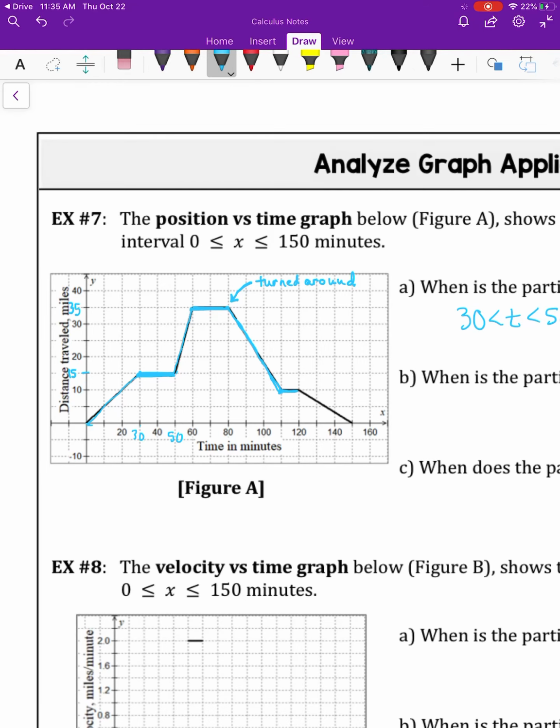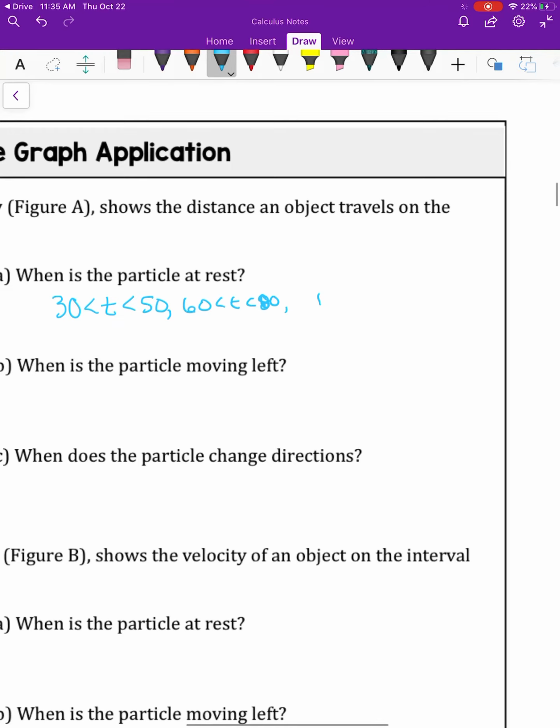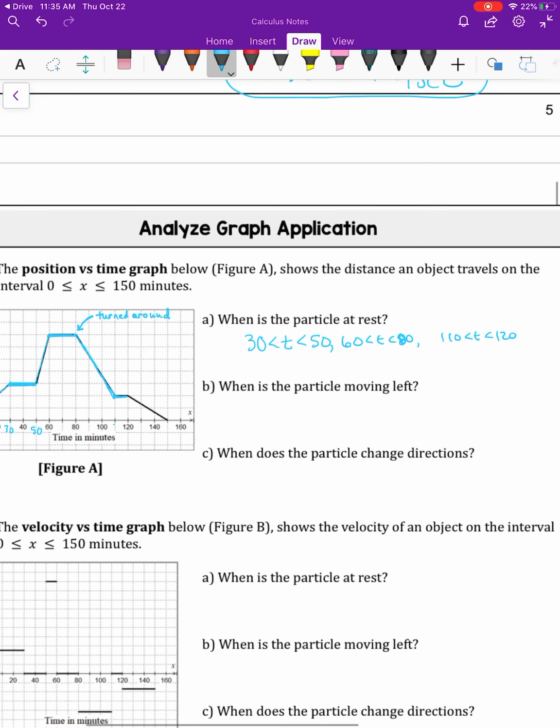Then it's 10 miles away, and it stays 10 miles away from 110 minutes to 120 minutes. So that's another time, from 110 to 120, that the particle was at rest. Then it keeps coming back, and now it's back home, or back to where it started. So these are your three answers. You could have also written it as intervals like this using interval notation.